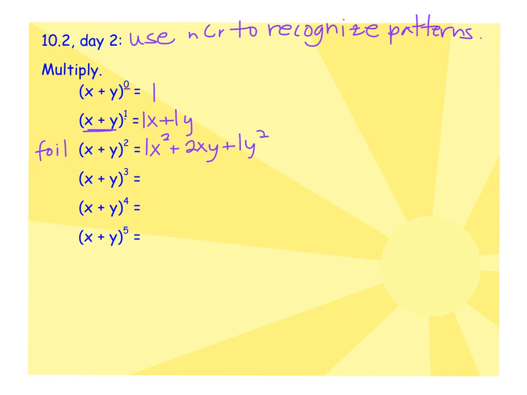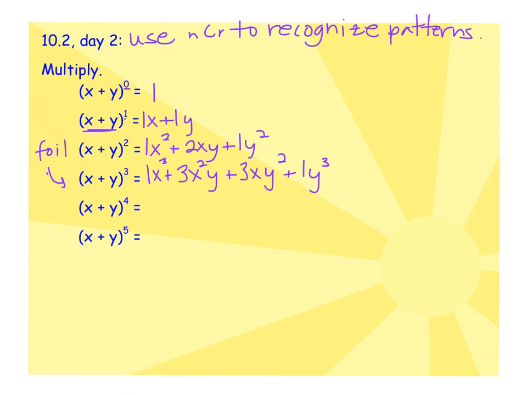If we kept going and we FOILed that again for x plus y to the third power, we would get 1x cubed plus 3x squared y plus another 3, but xy squared this time, plus 1y cubed. I'm saving us a little bit of time by showing the FOIL, but that is the answer you'd get.